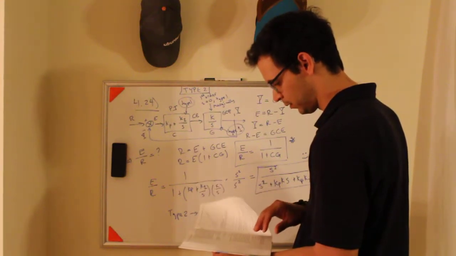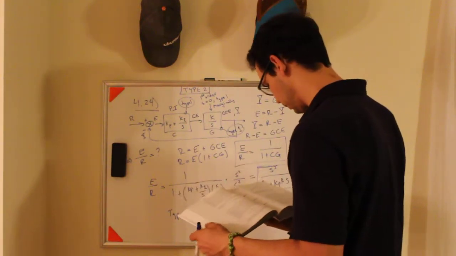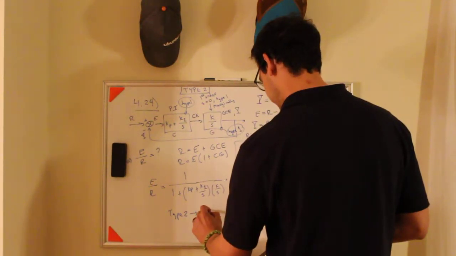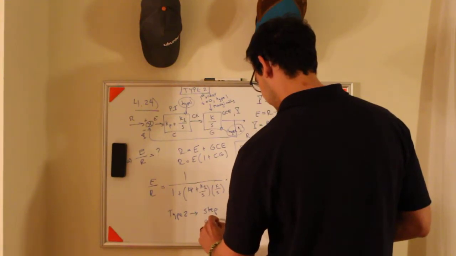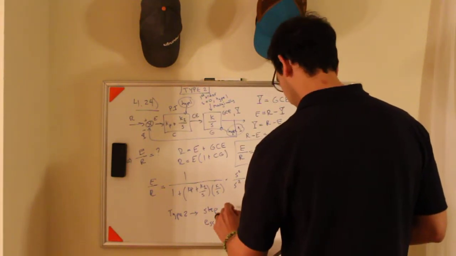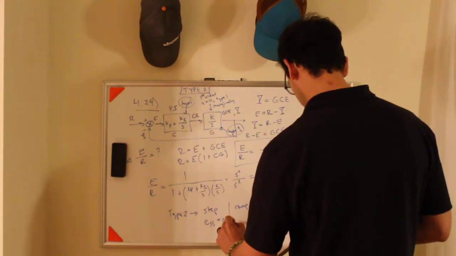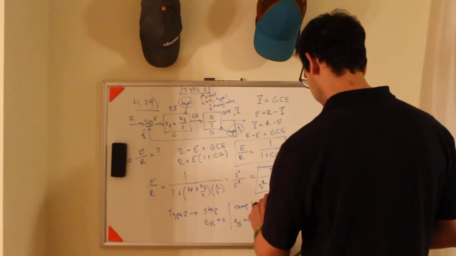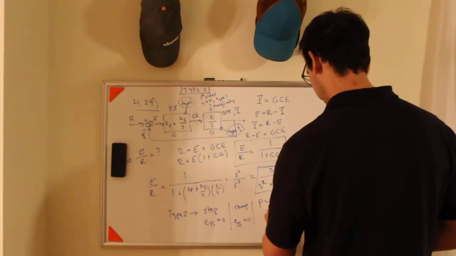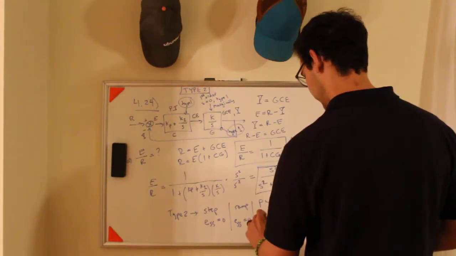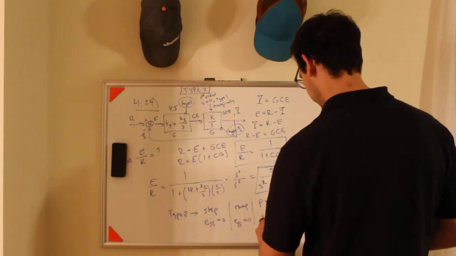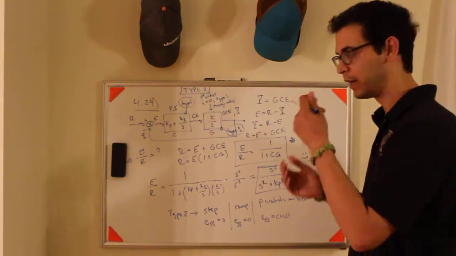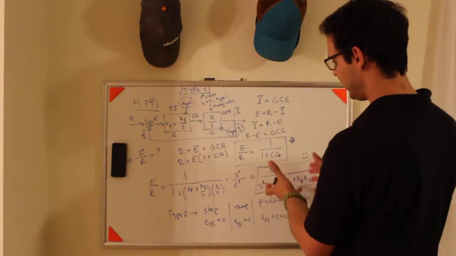Do I memorize it? No. Why? Because people have textbooks for a reason. Okay, so it says here that for a type 2, a step has an ESS of 0, okay? And then for a ramp, we have an ESS of 0. And then a parabola, these are inputs, by the way, the ESS is a constant, okay? And so I can use the table and I'm done. I know I have a type 2 system. I didn't even need to do this.